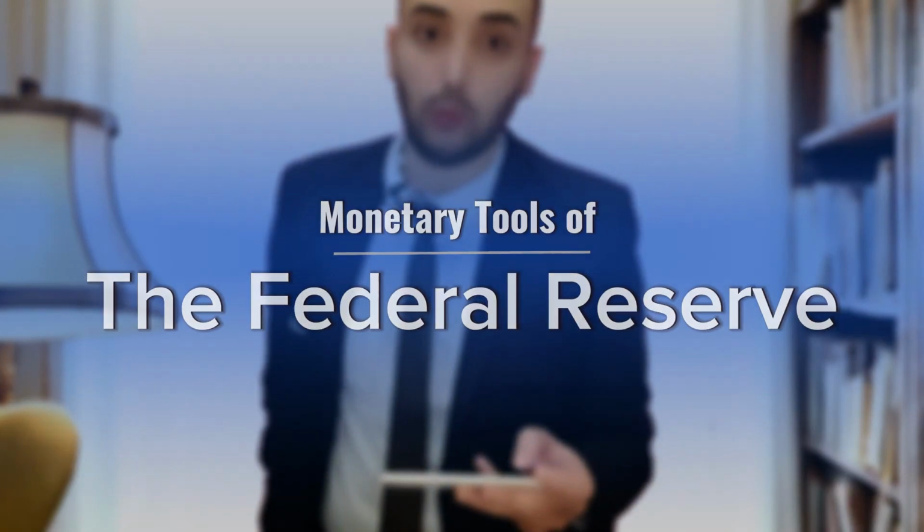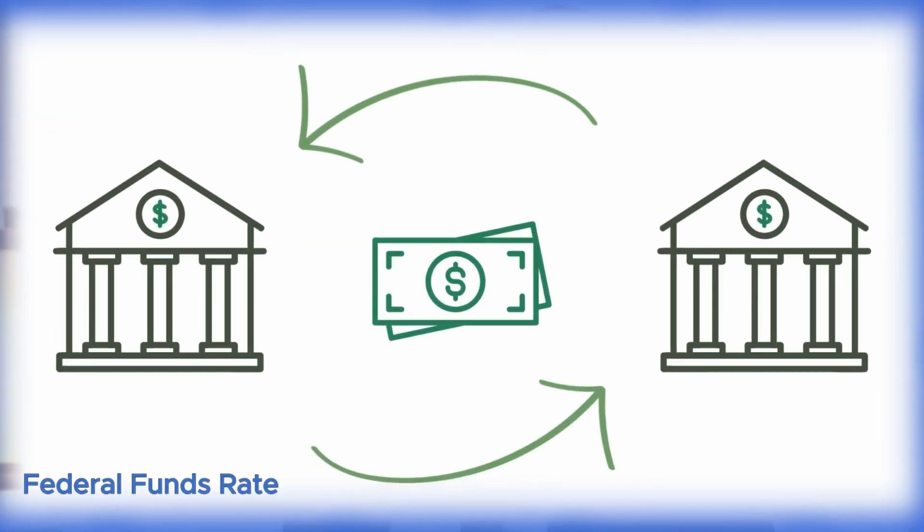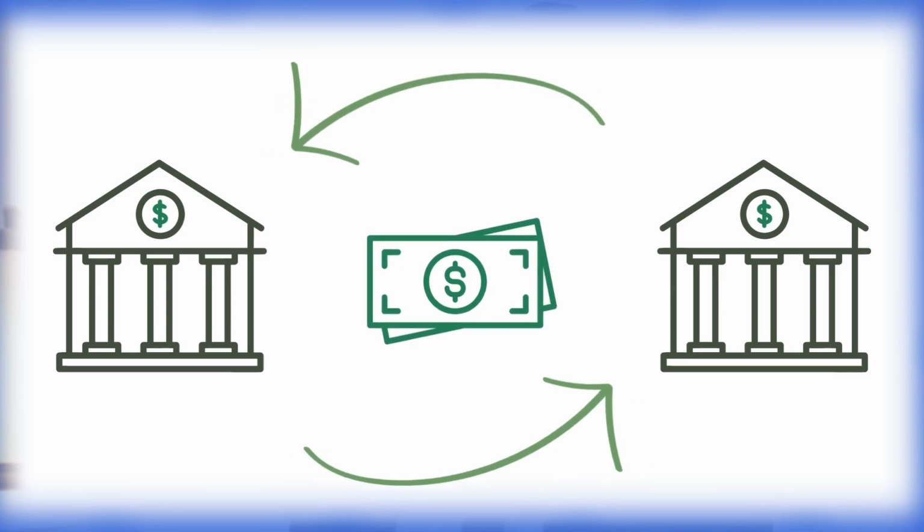Okay, so the Fed has these important functions. How does the Fed actually influence the economy? That's where monetary tools come in. The Fed has several tools. First, let's look at the federal funds rate. This is the target rate that banks charge each other for overnight lending. The Fed influences this rate through open market operations.